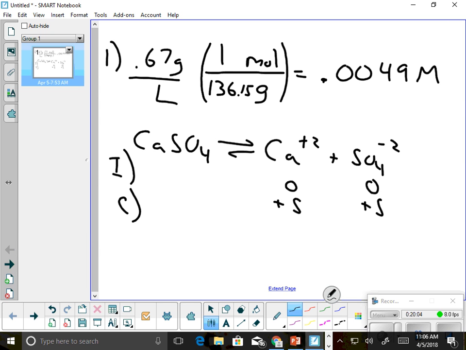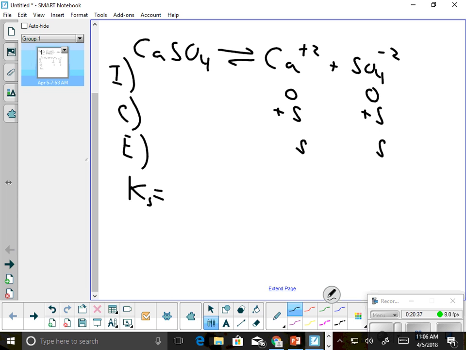Now when you did ice tables for weak acids, our textbook would use the letter X as the change. They use the letter S for this because now it's solubility. If you want to use the letter X for your variable, you go right ahead and do so. If you want to use whatever variable you want, you go right ahead and do so. So at equilibrium, I have an amount of S and an amount of S.